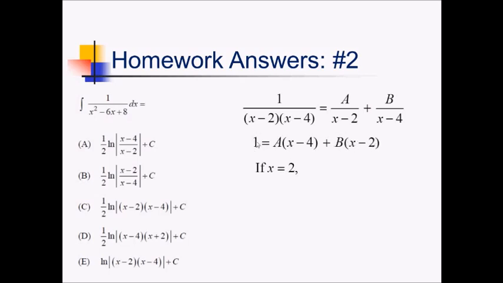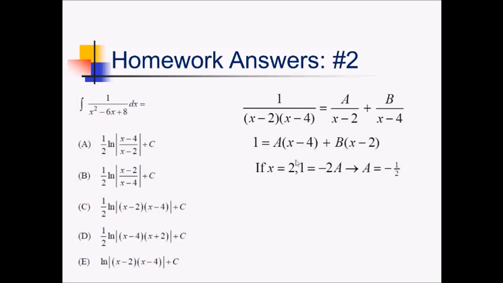And then we end up with 1 equaling A times 2 minus 4, or negative 2A. So that means if I divide, A must be negative 1/2. Next, I need to find my B value by getting rid of A.